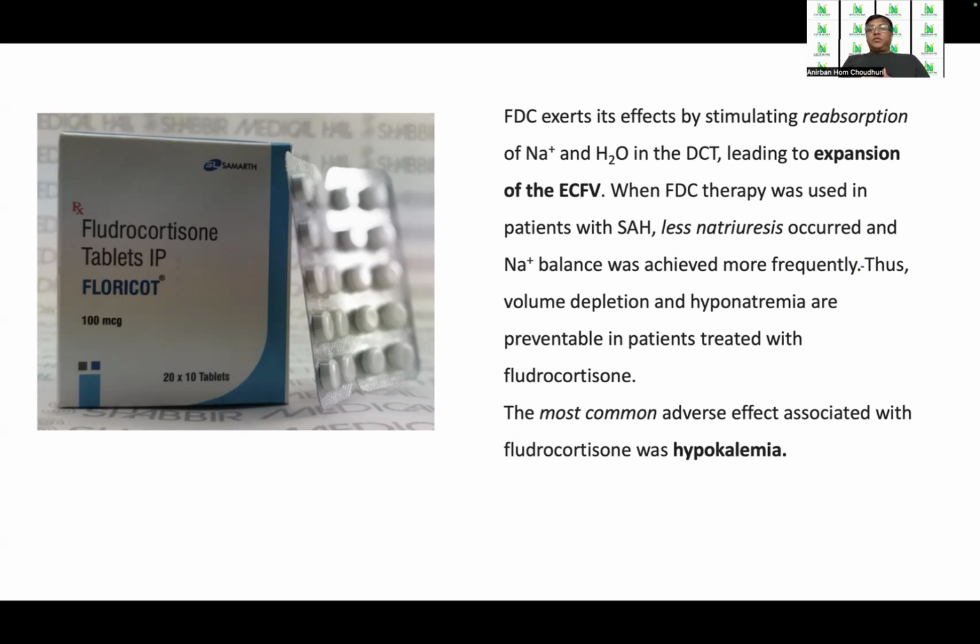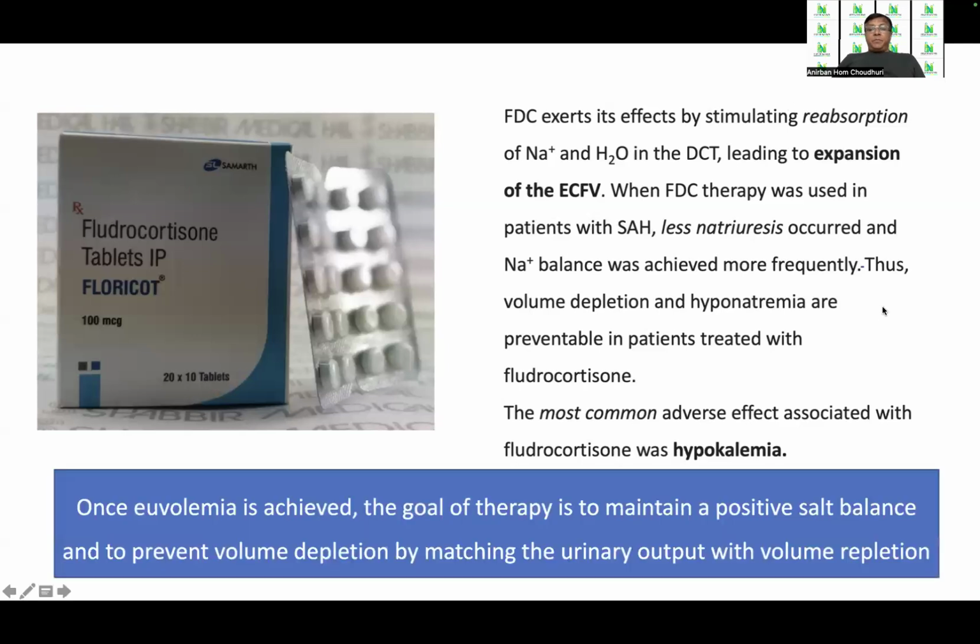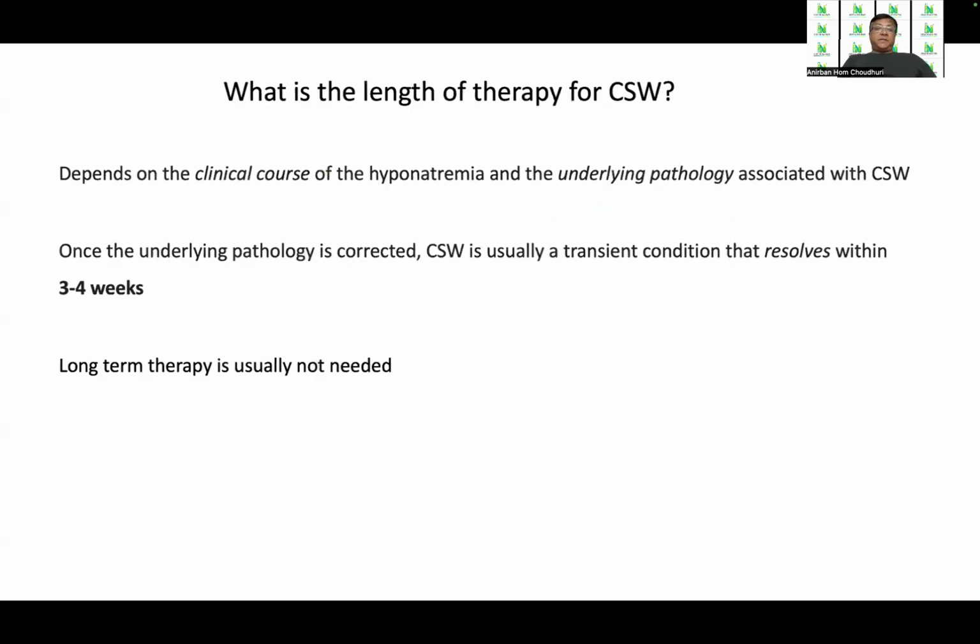However, use of fludrocortisone is not complication-free, and the most common adverse effect associated with fludrocortisone is hypokalemia. So it is important to know that once euvolemia is achieved, the goal of therapy is to maintain a positive salt balance and prevent further volume depletion by matching the urinary output with volume repletion. Once we are able to match it closely, then it gets corrected.